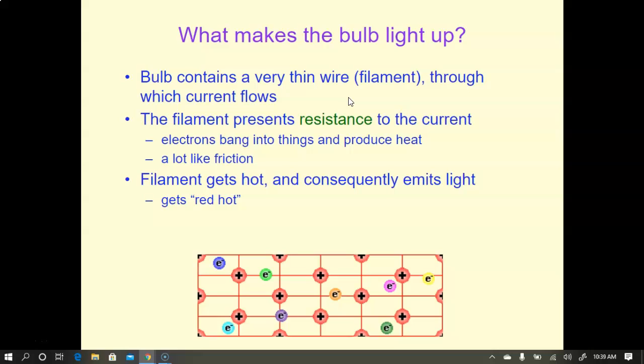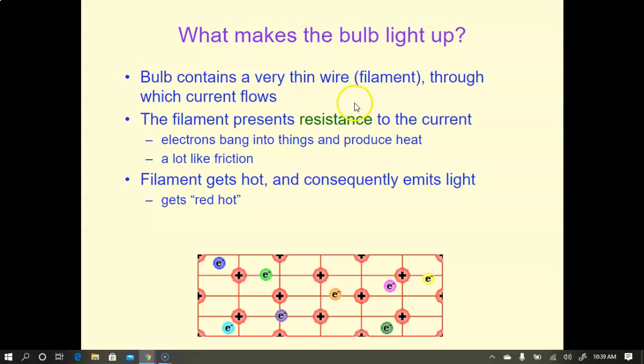What the filament is doing is providing resistance to the current because it is so thin. Basically what's happening is the electrons, as they're trying to move through there, have a lot of things in their way. It's not a very big pathway. They have to kind of squeeze their way through. So they're banging into things, and that's producing a lot of heat. It's very similar to how we get friction whenever two surfaces are rubbing together. This time the current's trying to flow through there, and there's just not that much room, so it's creating collisions.